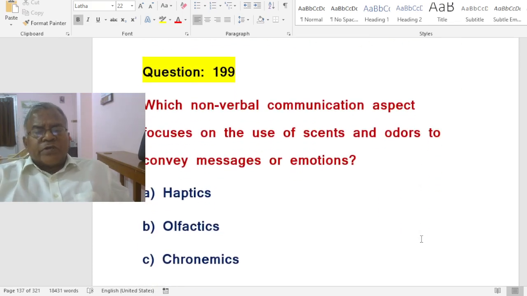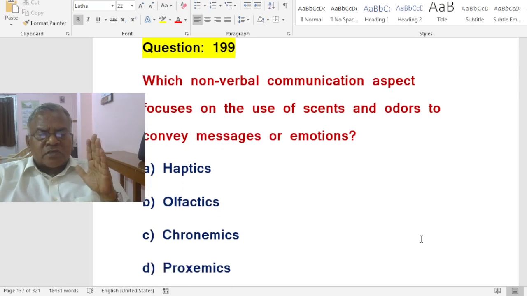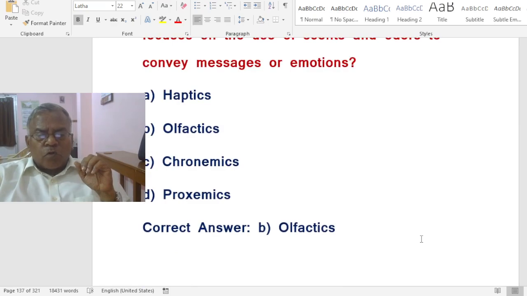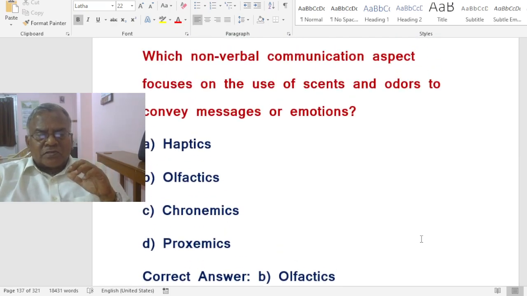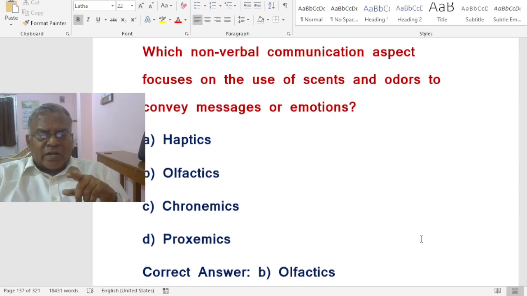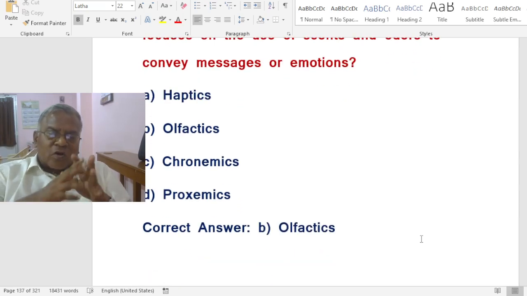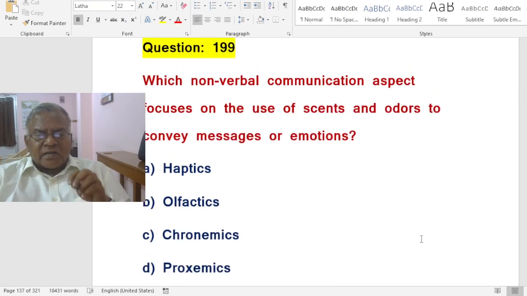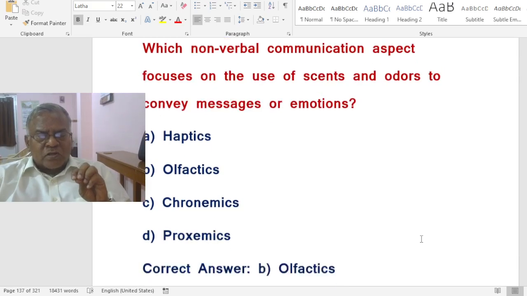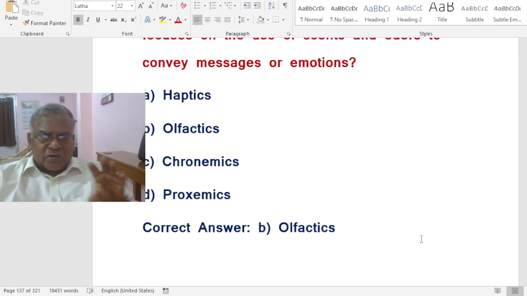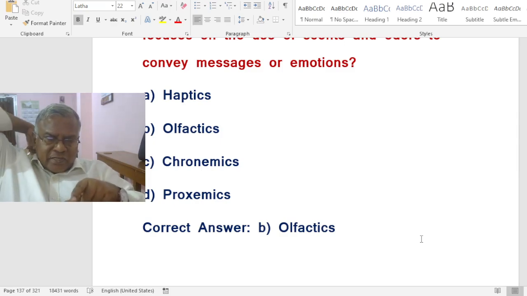Which nonverbal communication aspect focuses on the use of sense and odors to convey messages or emotions? That is olfactics. Nothing to do with the taste. I made a wrong mention in the above question. Olfactics refers to the smell, actually smell, sense and odors. So please change that. Formerly I said it is connected with the taste.